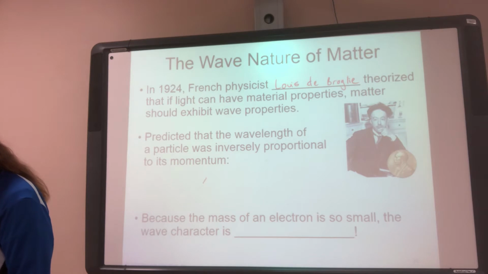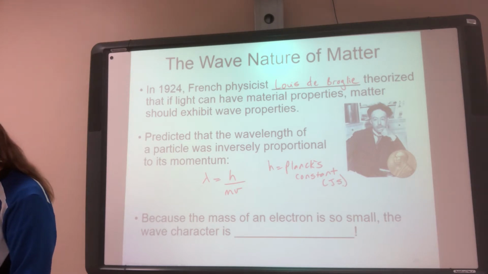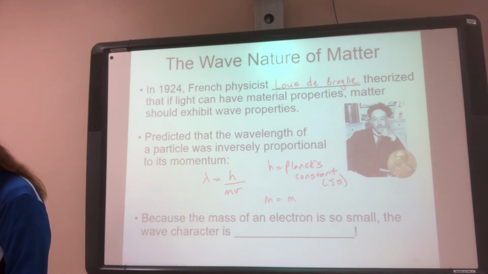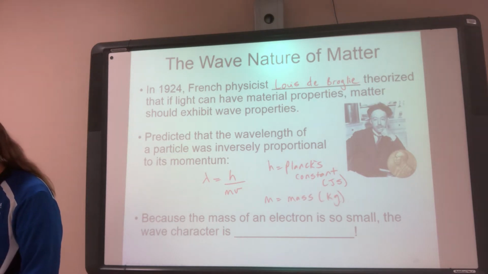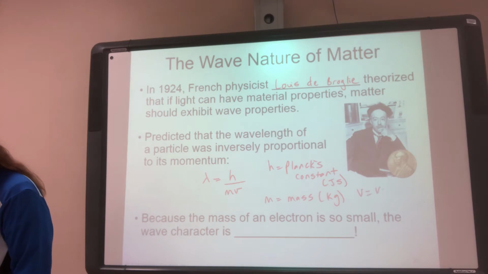And this is his de Broglie equation. So my wavelength is equal to h over mv. So h here is my Planck's constant. And remember, Planck's constant is joules times a second. M here is my mass, and my mass has to be in units of kilograms. And my v here is my velocity, or my speed, and that's in meters per second.